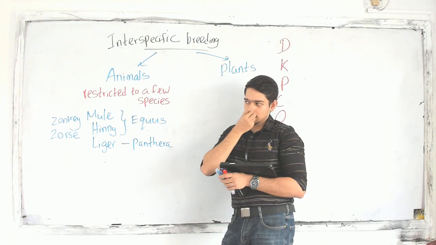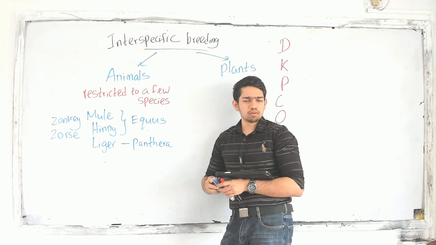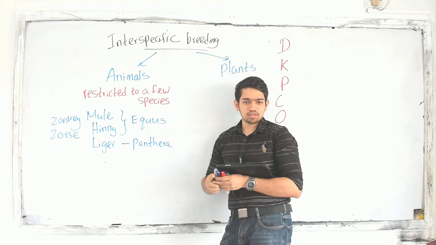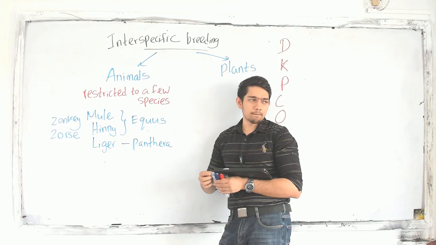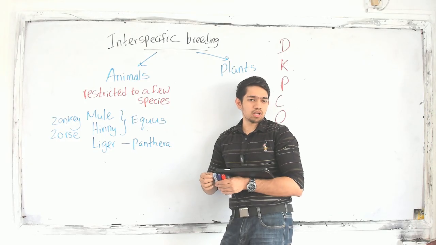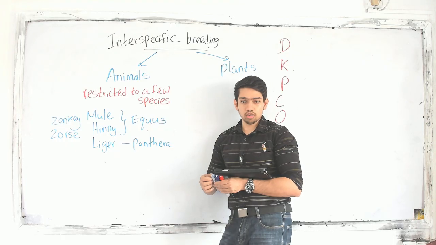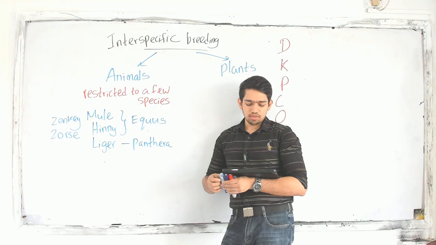And mules are very common. What do we call mules in Sinhala? Kotaluwa, they say. They are stronger than a donkey and also easier to maintain than a horse. Mules are very common.